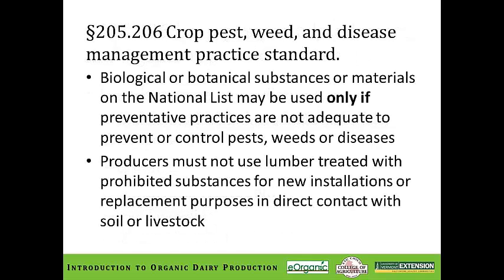Continuing on in 205-206, biological or botanical substances or materials which are on the national list may be used, but only if preventative practices were used and they were found to not be adequate to prevent or control the pests or weeds or diseases. In addition, this section states that producers must not use lumber treated with prohibited substances for new installations or replacement purposes if it comes in direct contact with the soil or livestock.